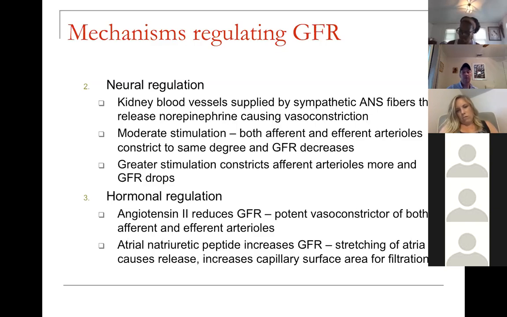Okay? Now, in those moments when you have way too much fluid inside your body, and remember your right atria is stretched, we release atrial natriuretic peptide, ANP. Ding. ANP makes you go to the bathroom. Ding. Right? No. Whatever. Anyway, it's going to increase the filtration rate, and that filtration rate is going to now increase the capillary surface area to allow for more filtration to occur. Okay.